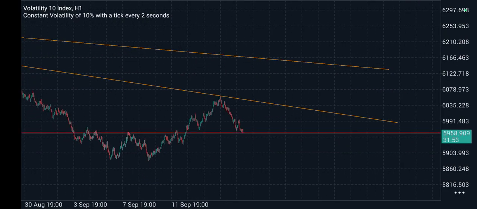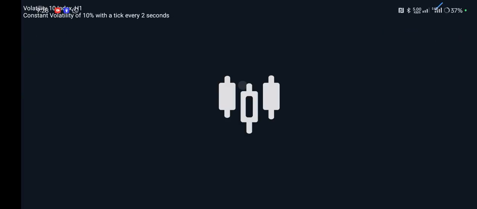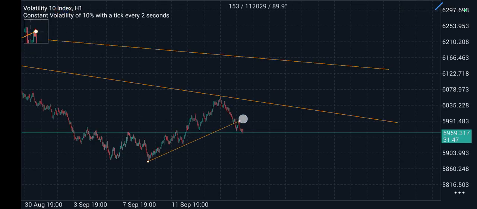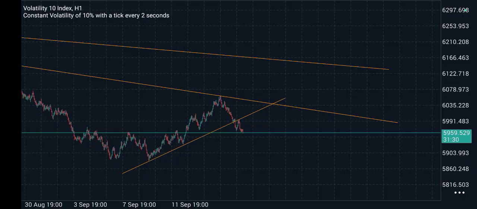Okay, so what am I going to do here? This is on the H1, right? So let's see if I can just draw on the H1. You see, my action is on the higher time frame for this strategy. I have a breakout and retest on the higher time frame here.